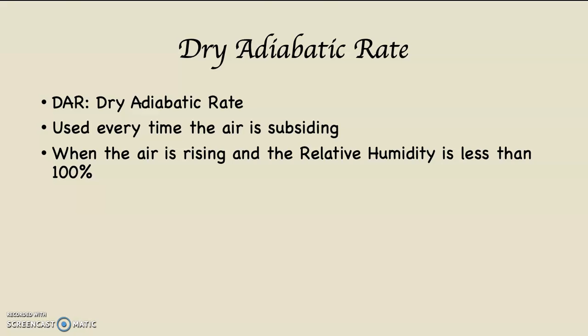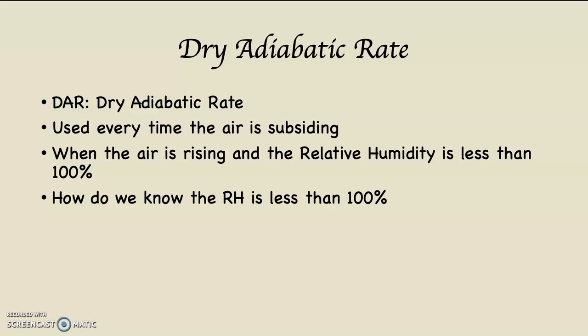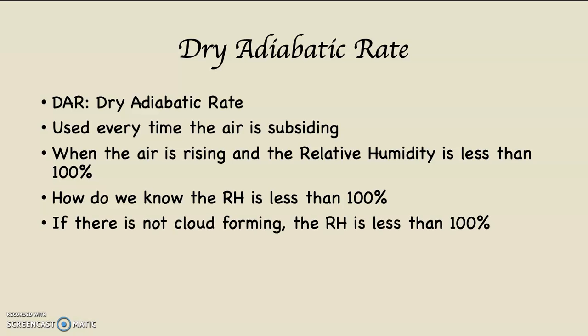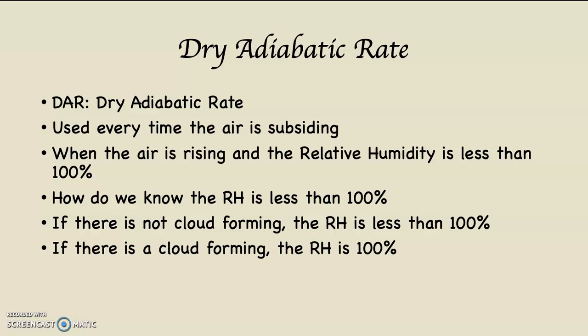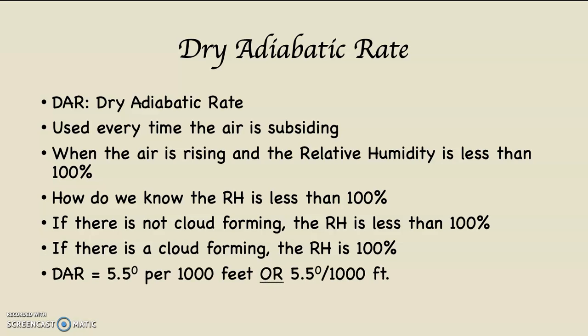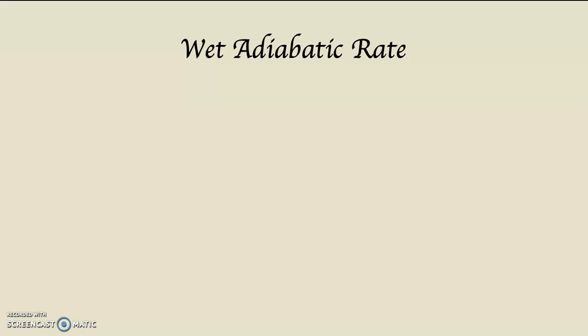And when the air is rising and the relative humidity is less than 100%. How do we know the relative humidity is 100%? If there's not a cloud forming, the relative humidity is less than 100%. If there is a cloud forming, the relative humidity is 100%. So if the air is rising and there's no cloud forming, that means the relative humidity is less than 100%, and we will be using the DAR. The DAR is 5.5 degrees Fahrenheit per 1,000 feet. Notice we are doing this using the imperial system.